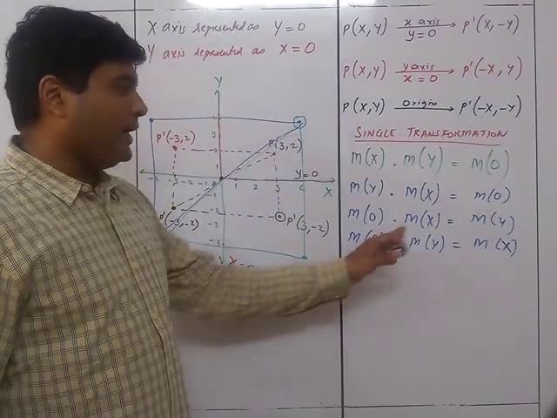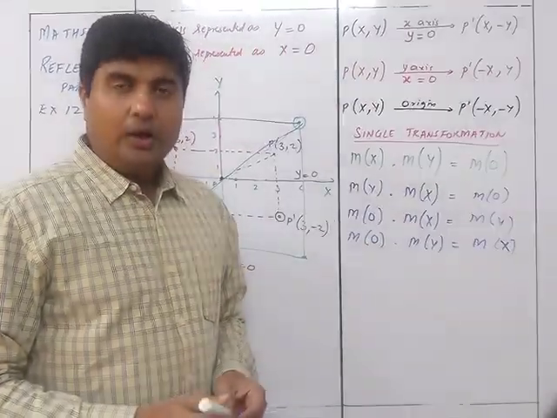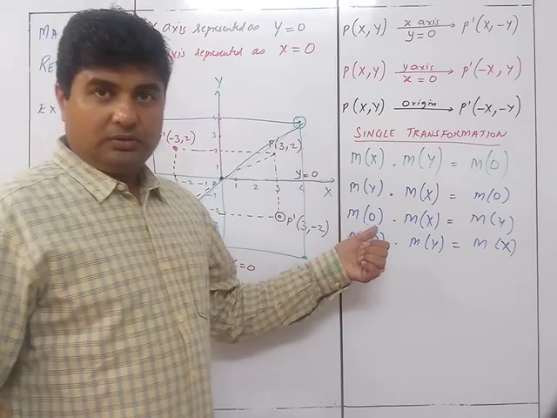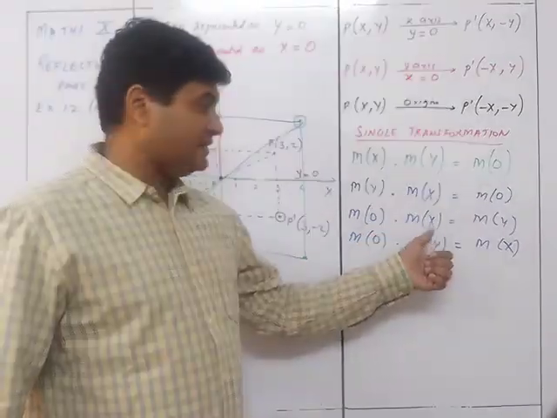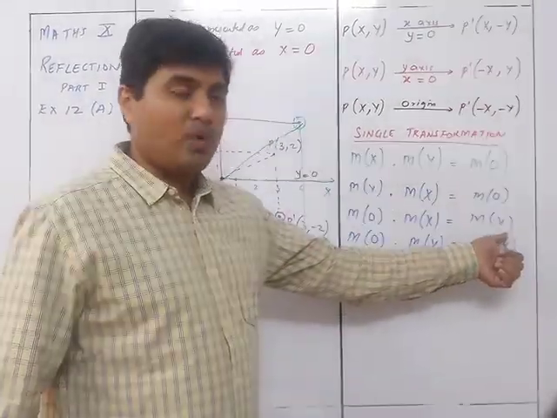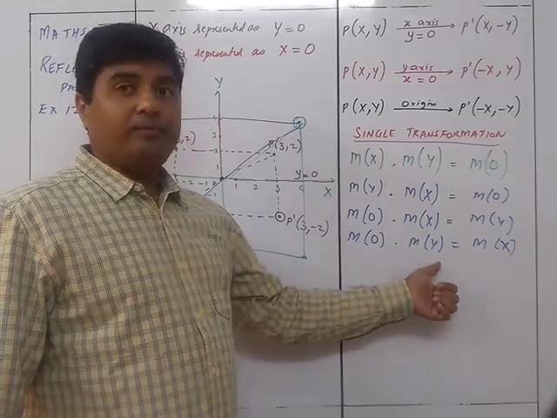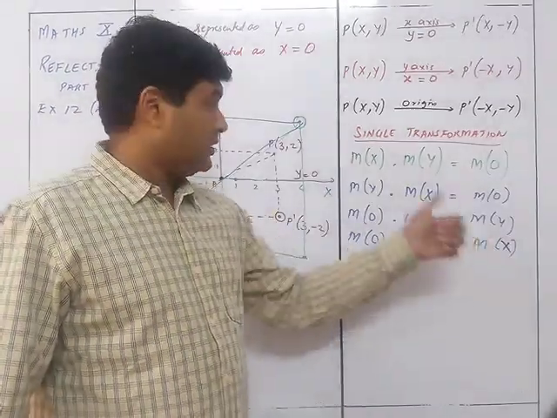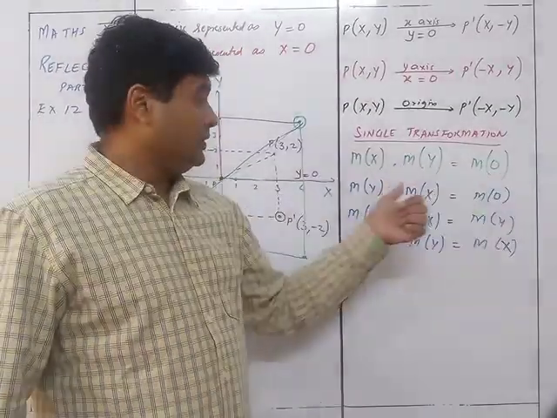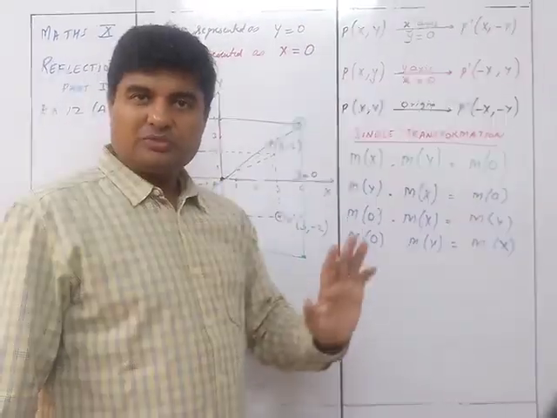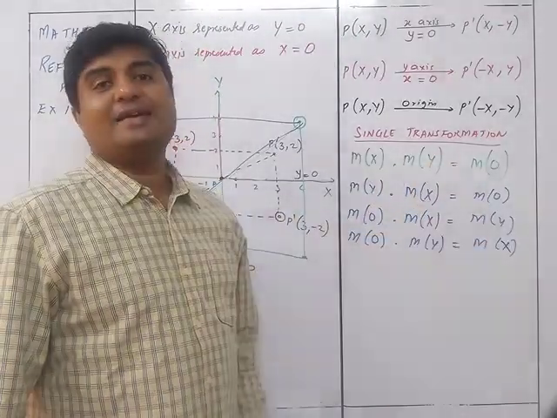Okay. So mo into mx will be my. Image from the origin, then image by the x-axis is nothing but a single transformation my. Origin and then y-axis is mx. X then y is origin, y then x is origin. Simple. So that is a single transformation.